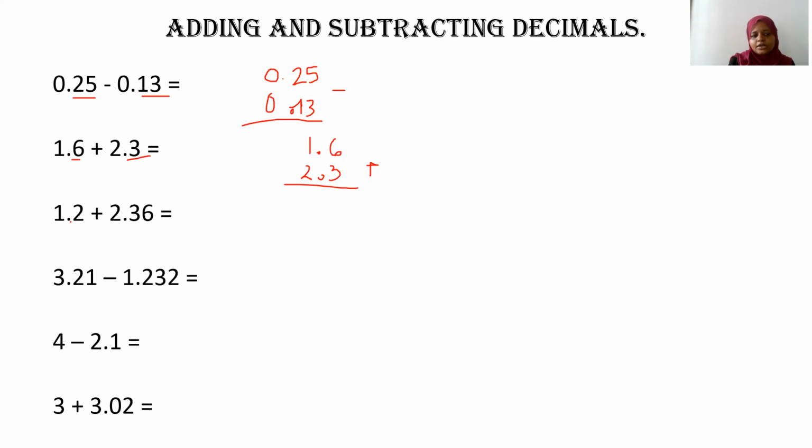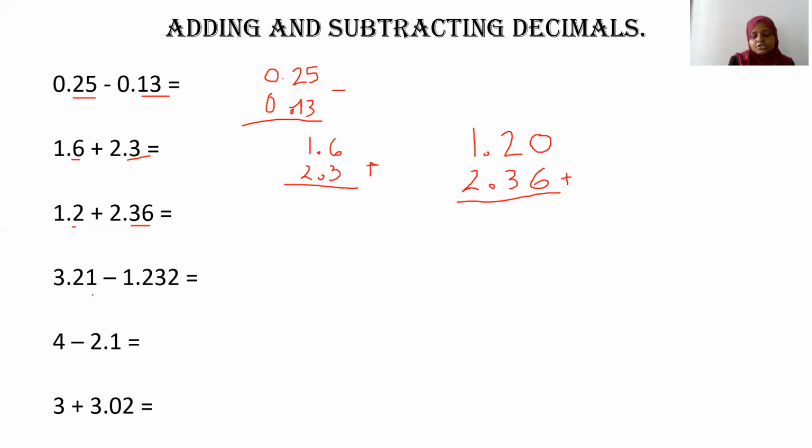But look at the third one. After decimal, you have one number. Here after decimal, you have two numbers. But then there is a problem of how we are going to write it. So please watch the way I'm going to write. 1.2, 2.36. There is no number here. So imagine that there is a 0 here. Okay, this is very important, the way you write. If not, you are going to make a mistake, right?